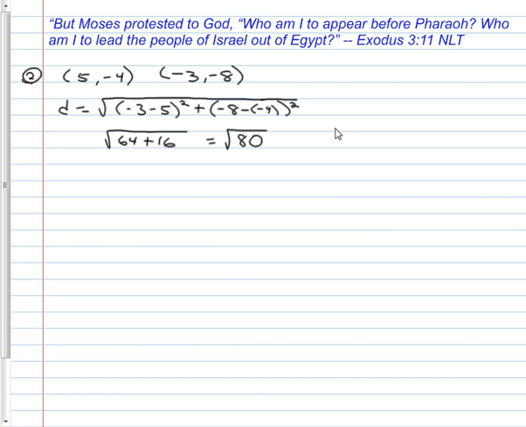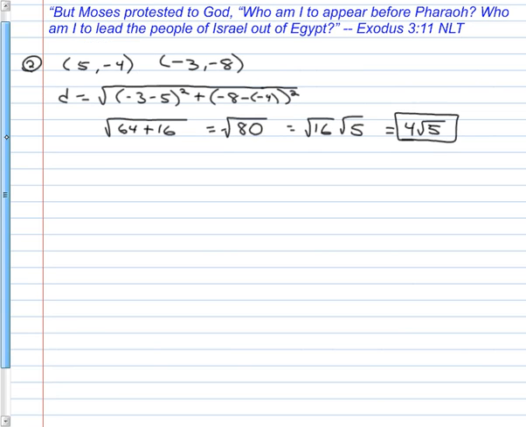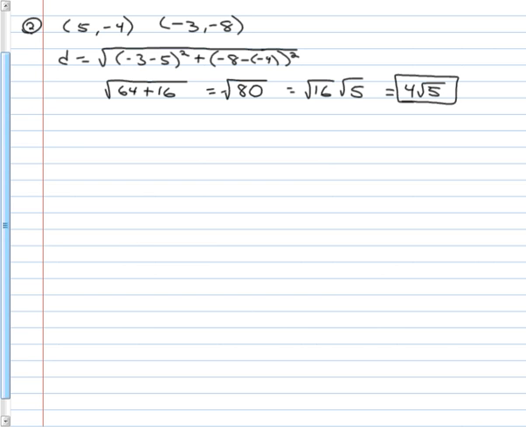80. Square root of 80, we want to simplify. What perfect square goes into it? Biggest one you can think of. 16, good answer. Times what? 5. Square root of 16 times square root of 5. 16 times 5 is 80. And what's the square root of 16? 4 square roots of 5 is the answer we are looking for. There is the distance between those 2 points. We'll do every other one together as far as we can make it at least.